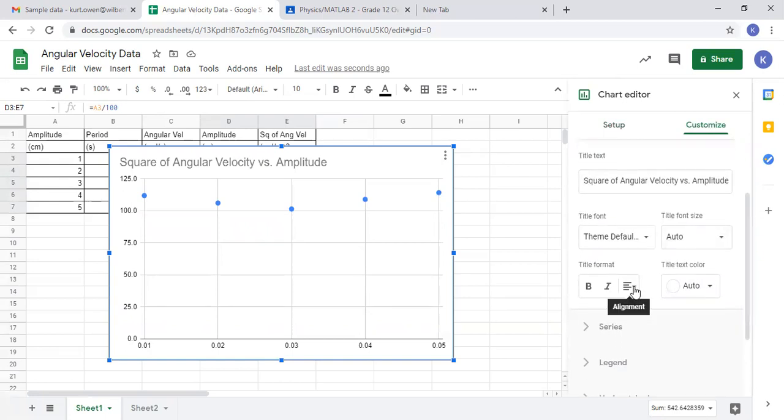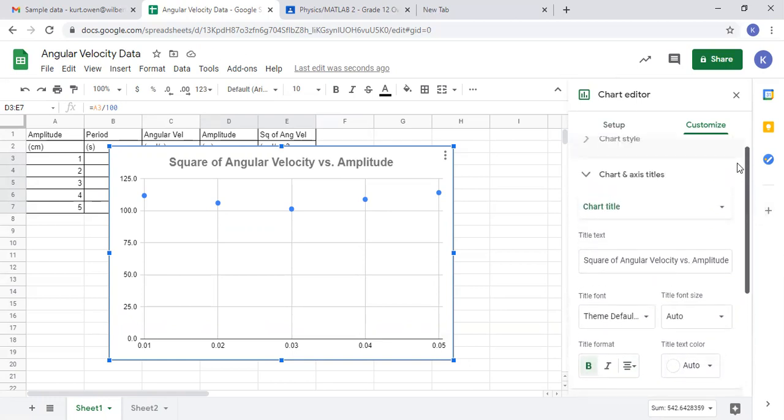Theme, we probably want to have this title. Let's make it bold, and let's center it. So I want that lined in the center. That looks better. Okay, that was the chart title.